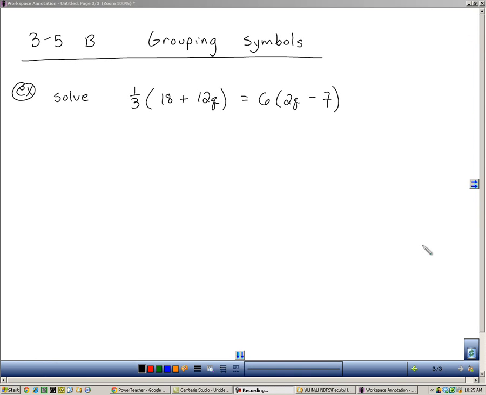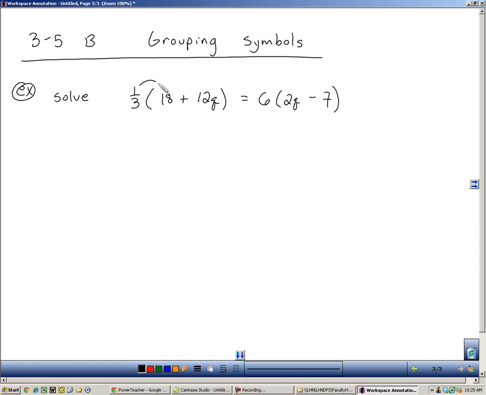Section 3.5b is about solving equations again with variables on the right and left, but now we're going to add grouping symbols to the mix and see how that changes things. On the left side of this equation, you'll notice there's a 1/3 times an entire group. Well, we have to get rid of these grouping symbols, and the way that we've learned to do that is to use the distributive property.